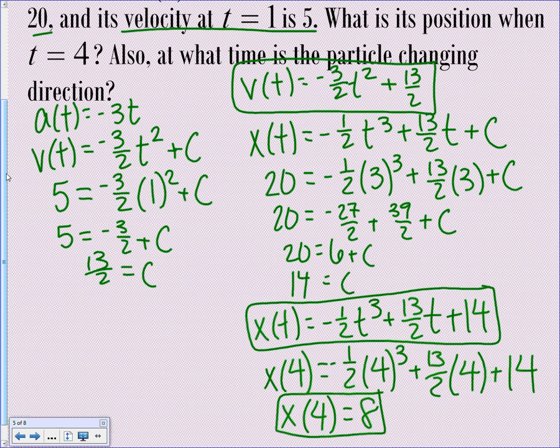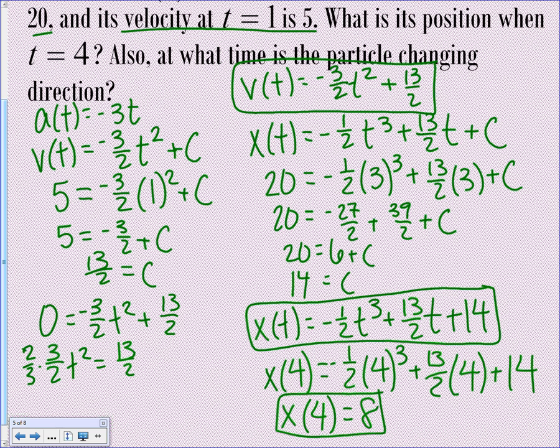And then it says, at what time is the particle changing direction? Well, that only happens when the velocity equals 0. So we go to our velocity function, and we set it equal to 0. And so I'm going to add my 3t squared, multiply by the reciprocal. Those 2's will cancel, and I have 13 over 3 is equal to t squared. So take the square root. So your time is going to be plus or minus the square root of 13 over 3.